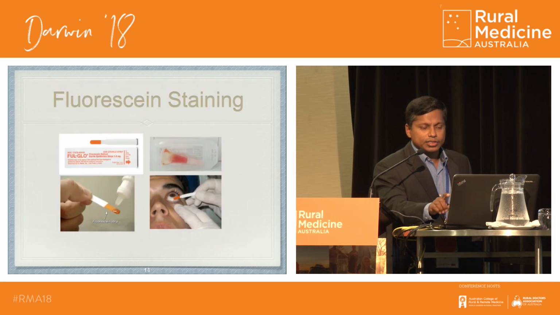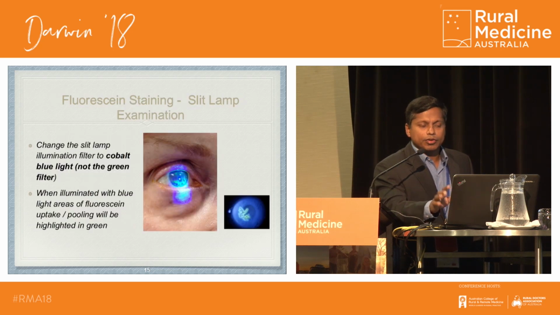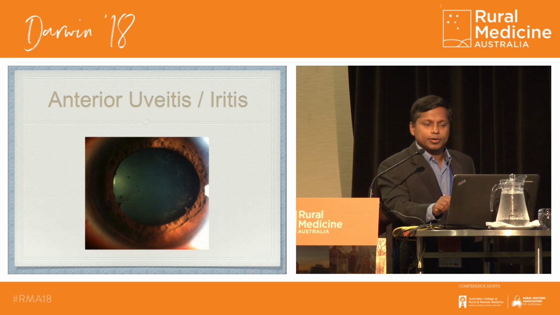I'll just touch on fluorescein staining. I know it was shown earlier, but you can use the strips or the fluorescein minims to stain the cornea. Okay, and you have to use a cobalt blue light, not the green light, to see the ulcer highlighted. Right? Ulcer will be highlighted in green, and a slit lamp would be nice to have, but it's not essential. If you have another source of blue light, you might be able to highlight the ulcer. Okay? So fluorescein staining is an important thing to do in the differential diagnosis of a red eye. Okay, so the next challenge is anterior uveitis or iritis.